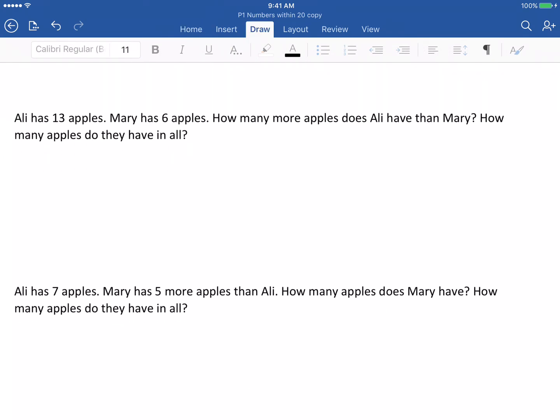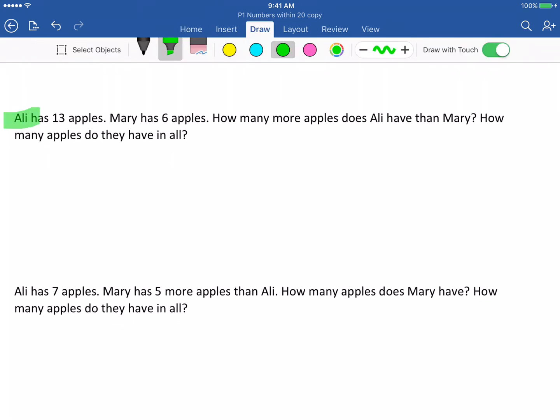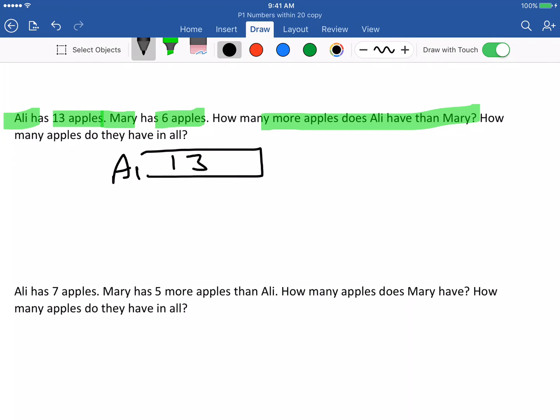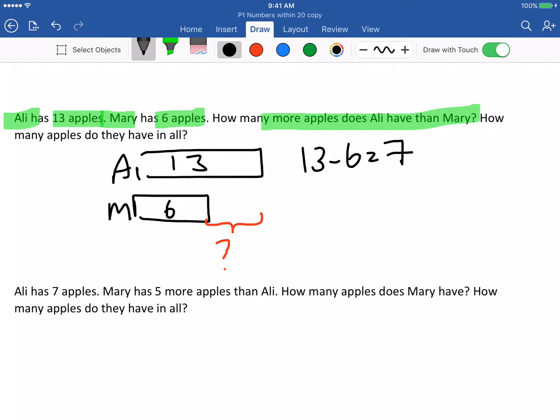Next question. It's given that Ali has 13 apples, Mary has 6 apples. How many more apples does Ali have than Mary? So it's actually the same thing. So Ali 13, Mary, we only have a 6 here. So the question is asking how many more apples does Ali have than Mary? So we are talking about the difference, which is right here. Okay, so to find this difference, we just take 13 minus 6, which equals 7.